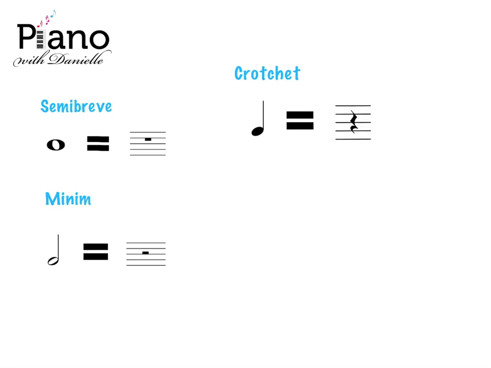Next we have the minim, or half note, and its rest. This one looks very similar to the semibreve rest. The difference is that this one sits on the third line of the stave. Next we have the crotchet, or quarter note rest.